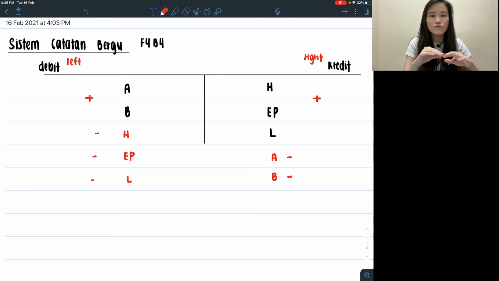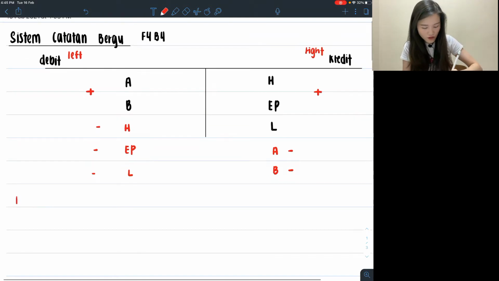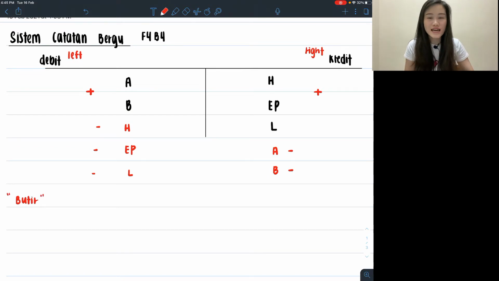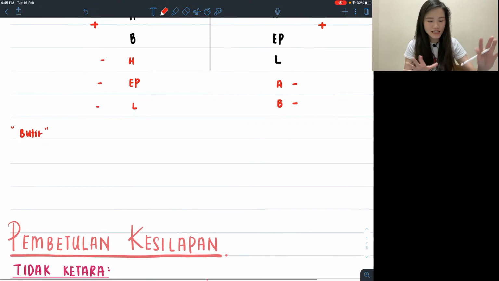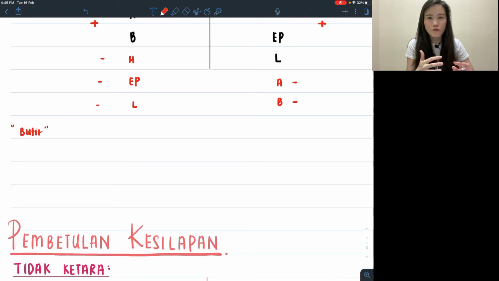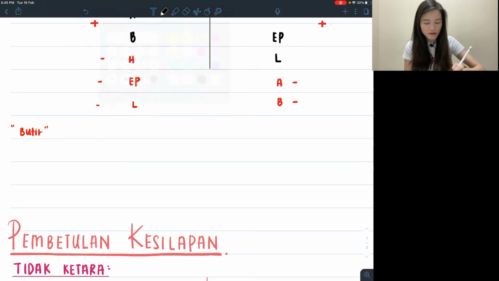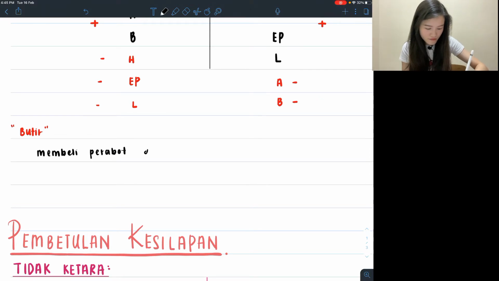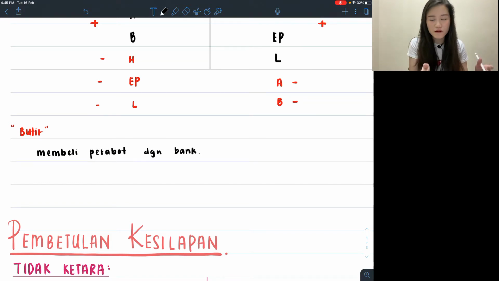Now, is there such a rule that I must always have one thing to plus and one thing to minus, and the klasifikasi must always be different? No. What must be different? This, what we call as butir. Okay, so what is the meaning of butir? Let me give you an example so that you can relate to it. So let's say a very normal type of urus niaga. Let's talk about membeli perabot dengan bank. Okay, so I'm going to make it fast and write the short form so you guys can relate. Okay, so membeli perabot dengan bank.